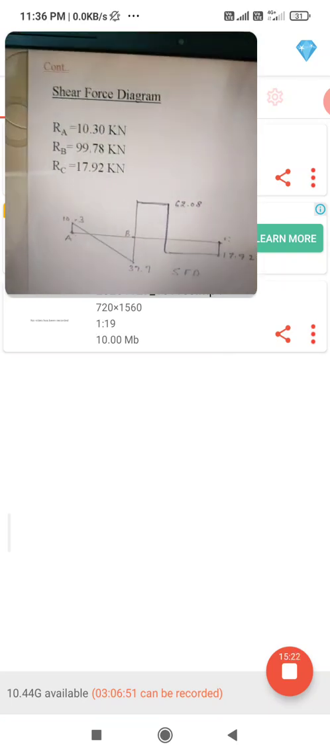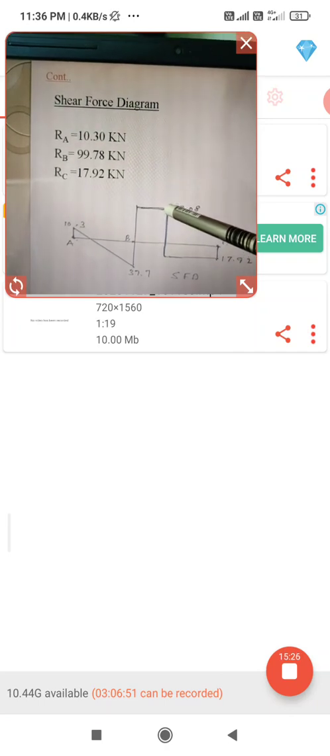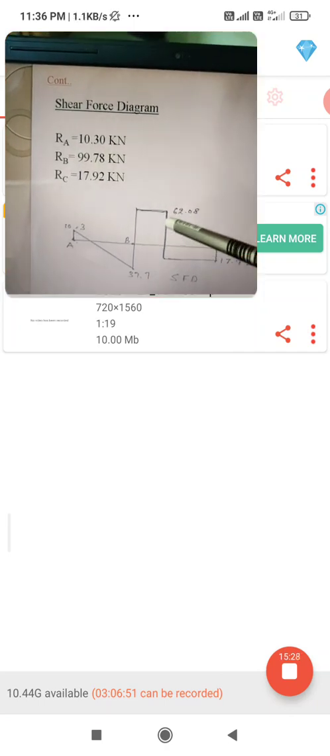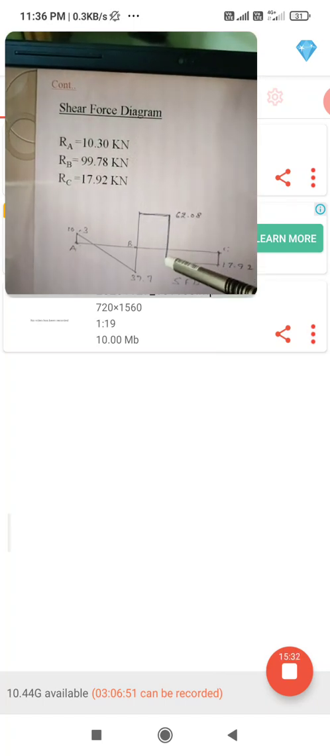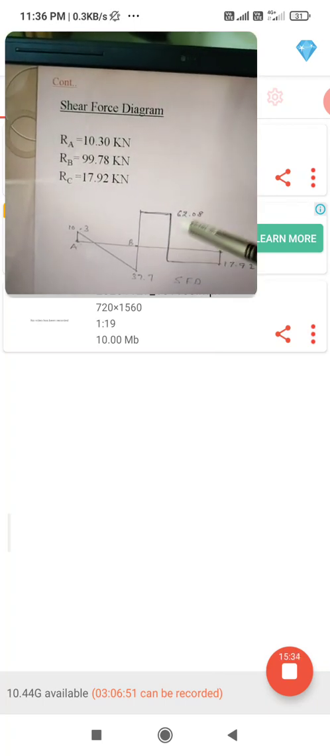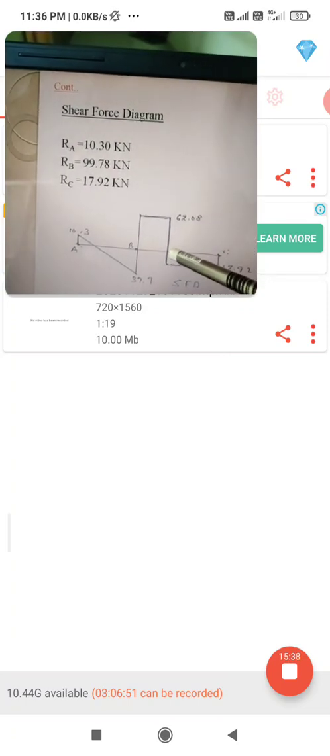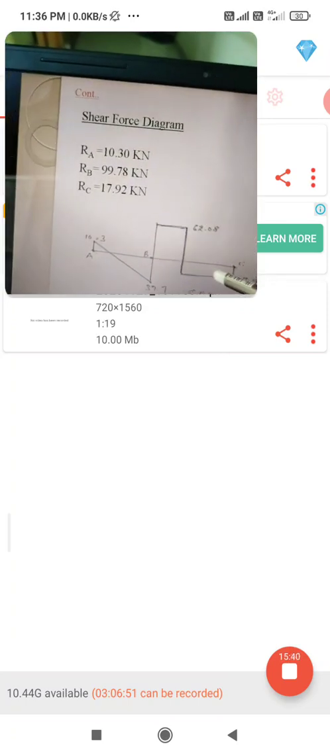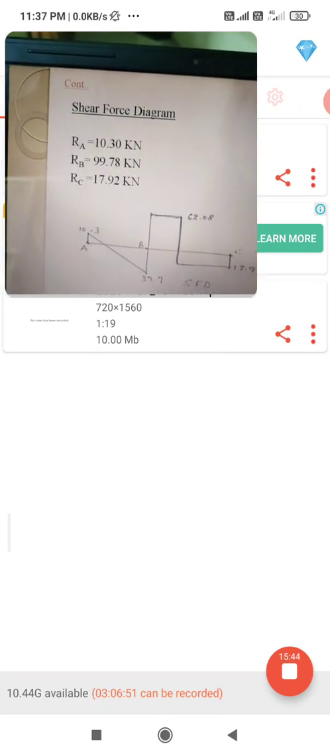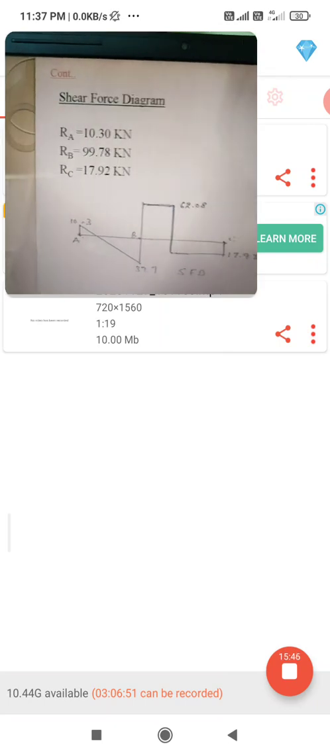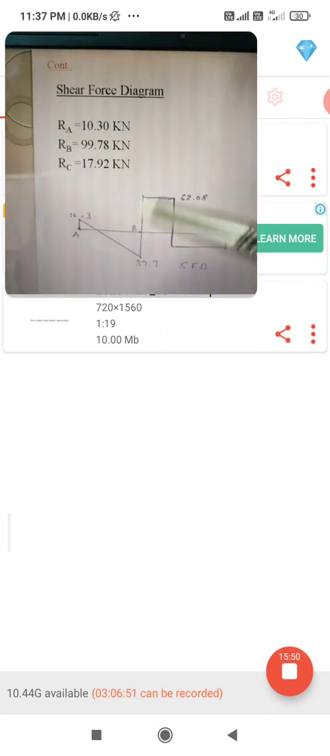Take the straight line up to the point load. Up to the beam line, it should be 62.08, but what is the total height? Total height will be 80 minus 62.08, so this height will be 17.92. Just join it, 17.92. Sometimes many students are confused about the 37.7, how it comes.